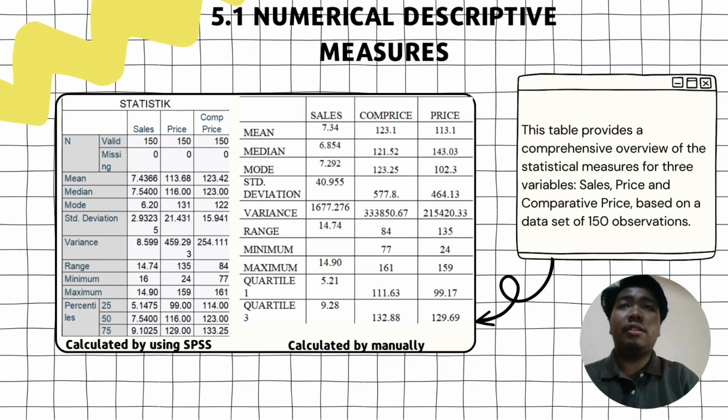I will present my part, which is 5.0 statistical analysis using SPSS. So the first one is 5.1, which is numerical descriptive measures. Both tables are calculated by SPSS and done manually. This table provides a comprehensive overview of the statistical measures for three variables: sales, price, and comprise, based on a dataset of 150 observations.